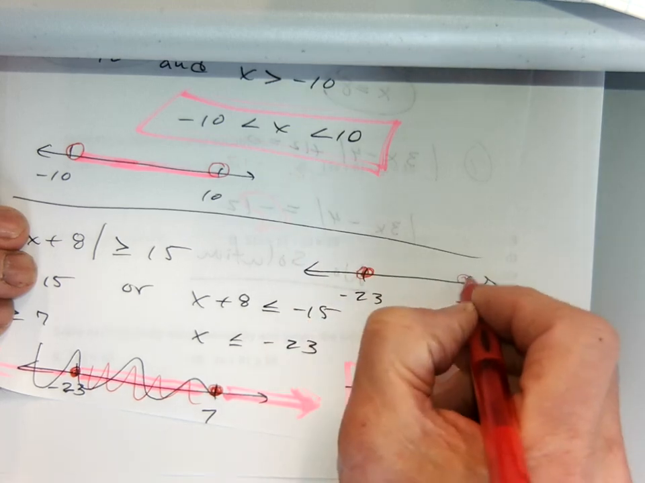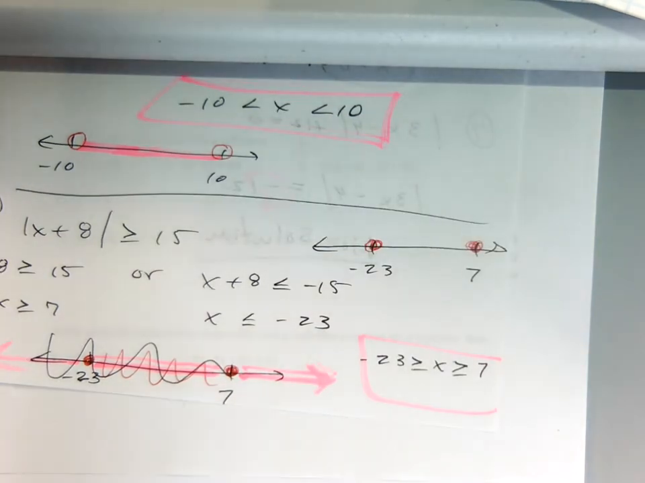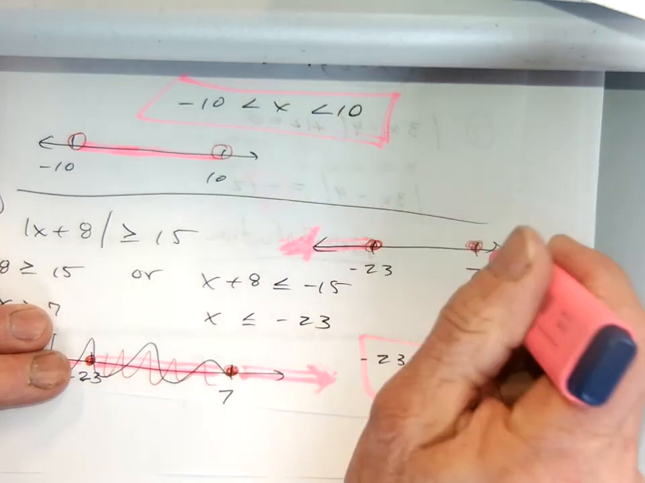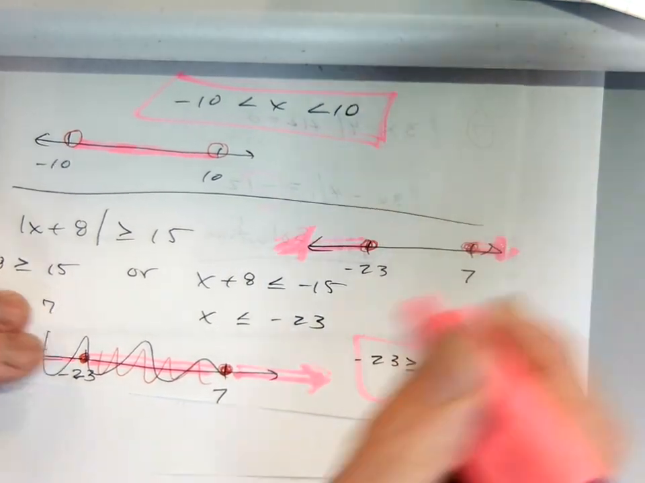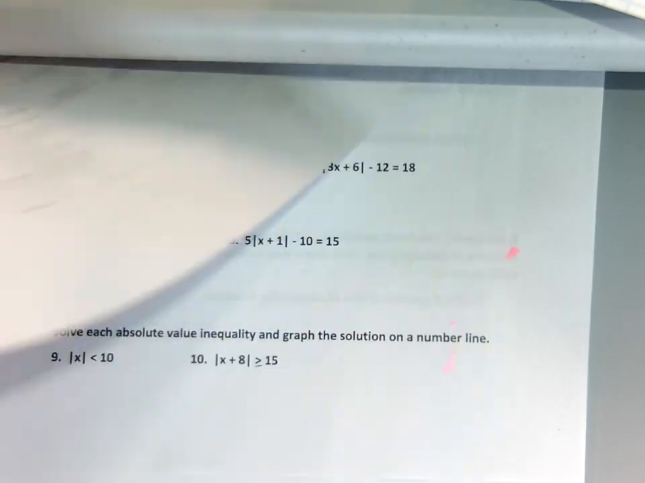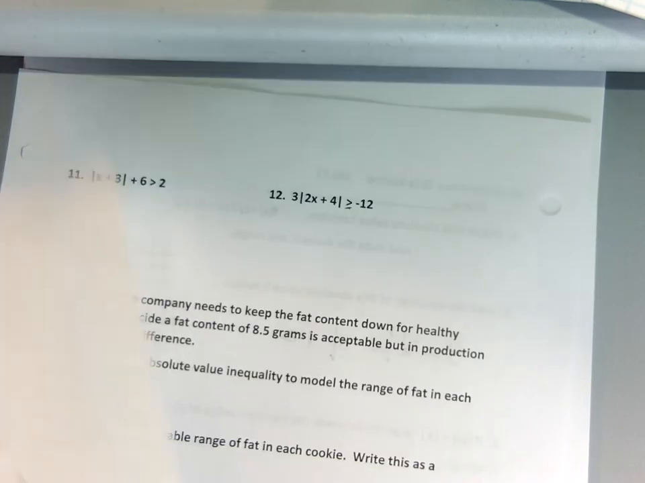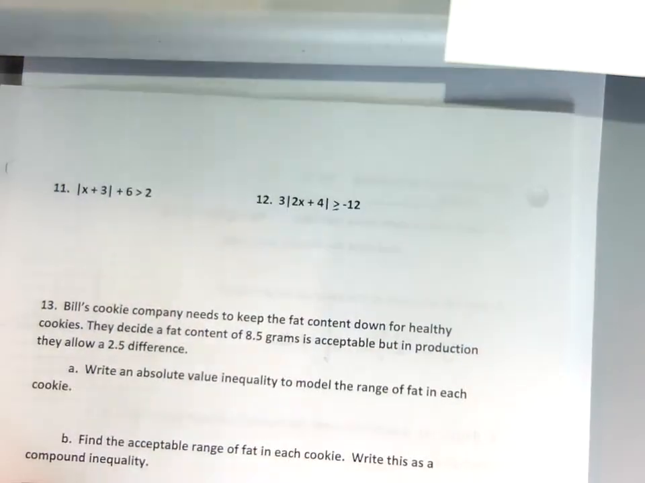Solid. And I shade the opposite direction, less than, greater than. Okay, that's what I got. All right. Number 11. Okay, I'll put 11 on a different piece of paper.